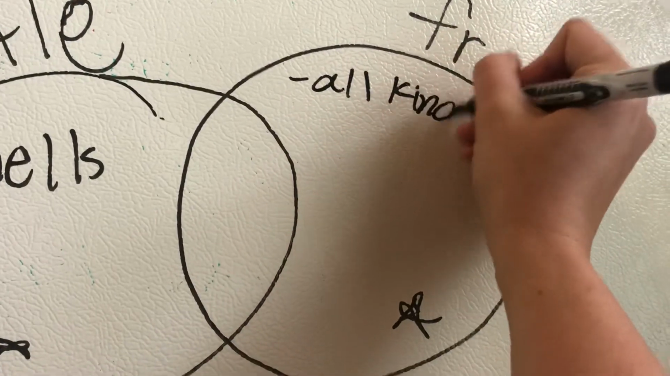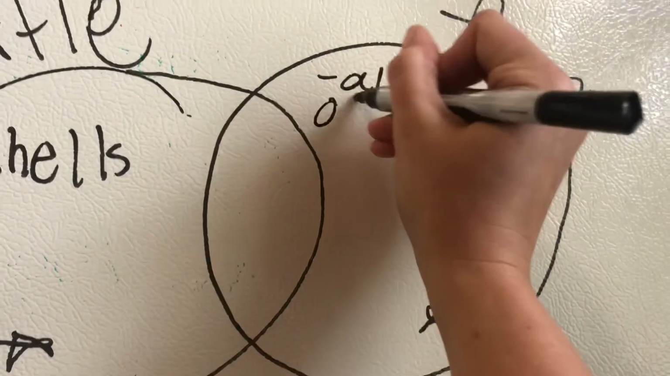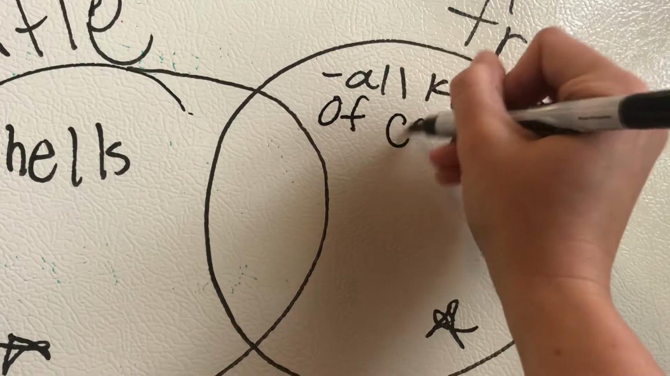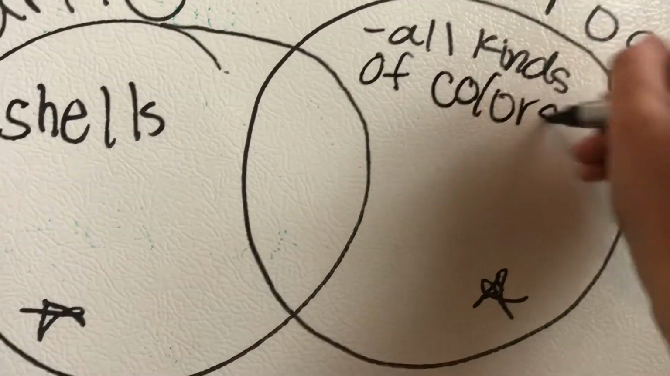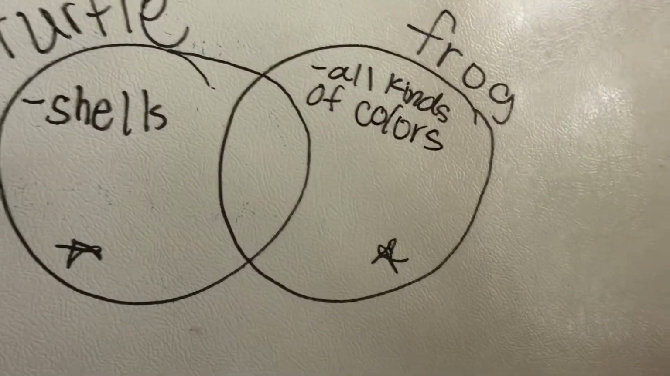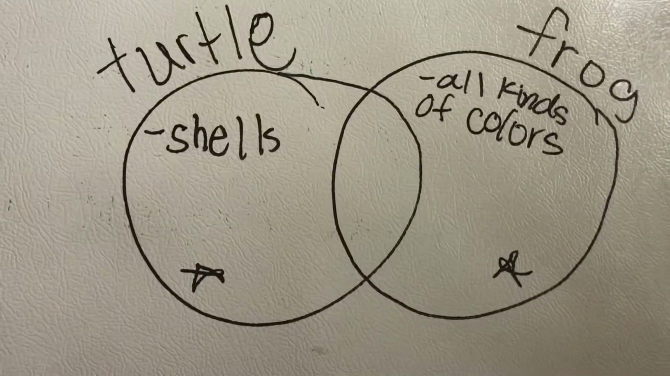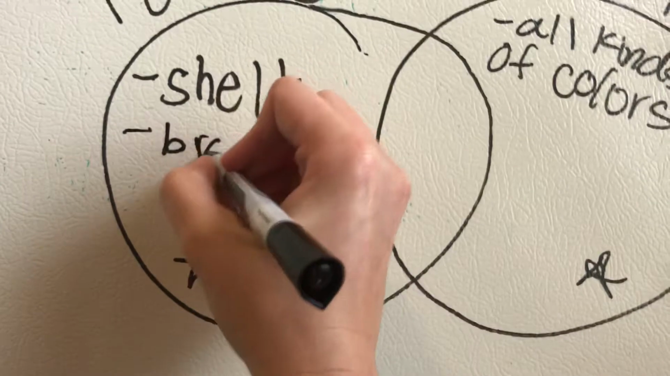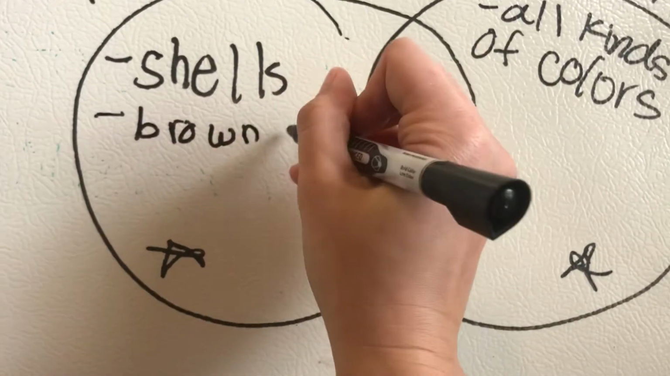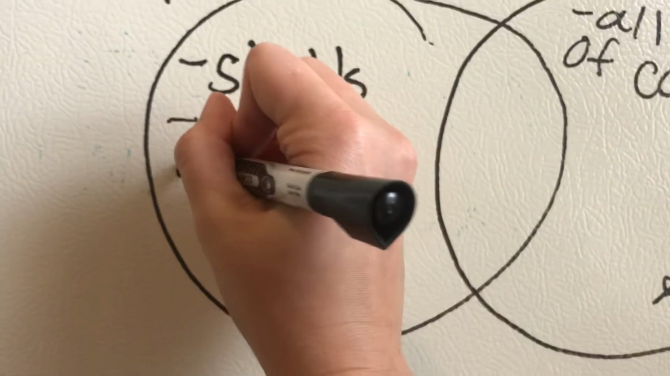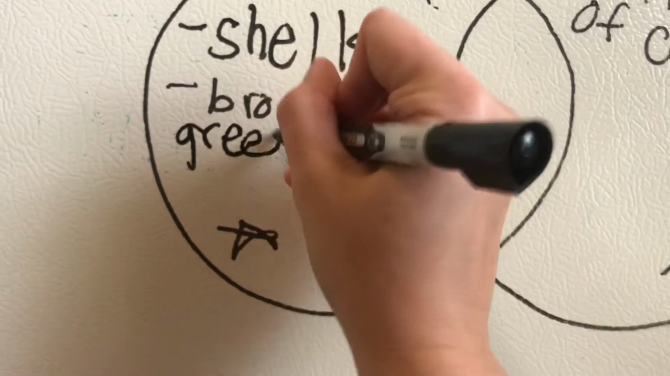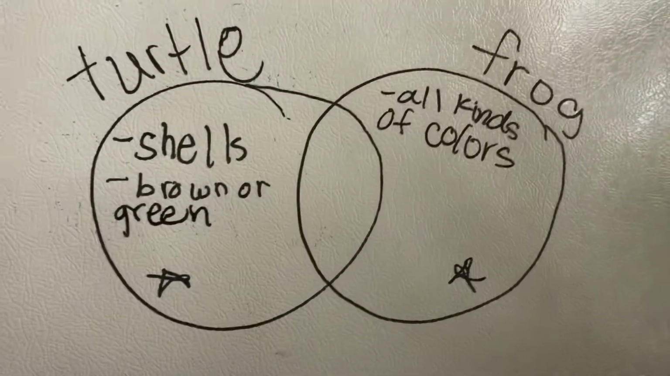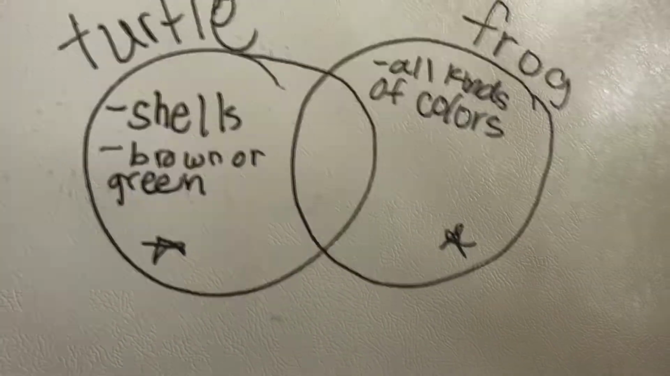Another thing I thought of is that frogs can be all kinds of colors. Now, I'm thinking of like the frogs that we've seen in a rainforest, like red frogs, purple frogs, yellow frogs that are all kinds of colors. Turtles to me are mostly brown or green, kind of like not as fun colors usually, brown or green. If I am wrong and you have seen a yellow or a purple turtle, please tell me and send me a picture. I'd love to see that.